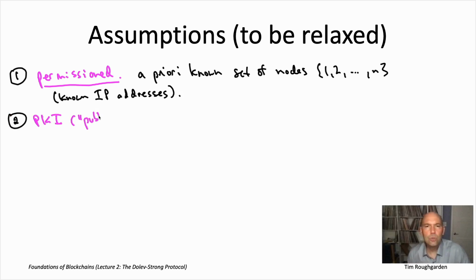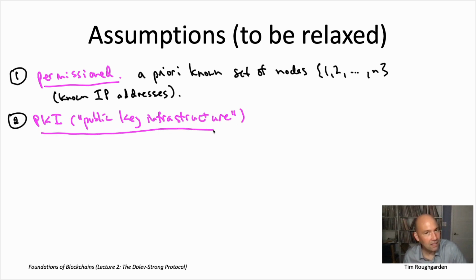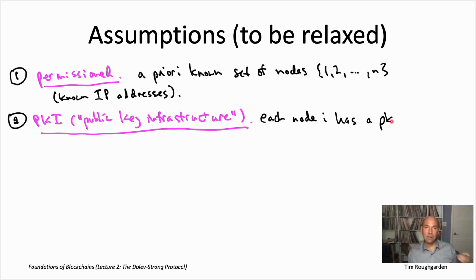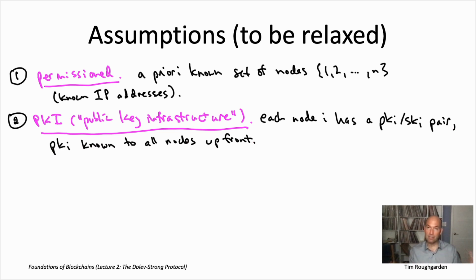Okay, assumption number 2 is known as the PKI assumption. Here, PKI stands for public key infrastructure. So what does this mean? This means, first of all, each node i is going to have its own public key, private key pair that it's generated. Remember, we're assuming the cryptography exists, so we'll be using that in this assumption. But more strongly, it's not just going to be that every node has a public key and a private key that it knows. We're going to assume that all of the nodes know up front everybody else's public key.